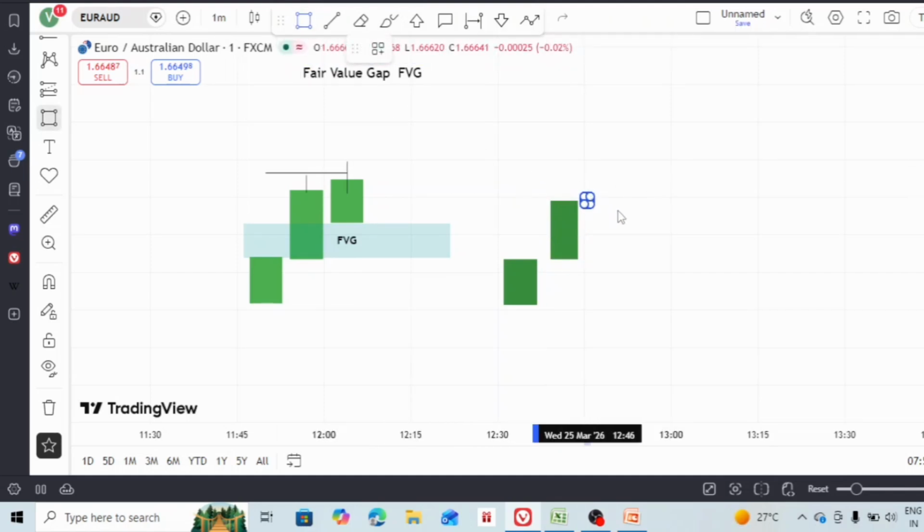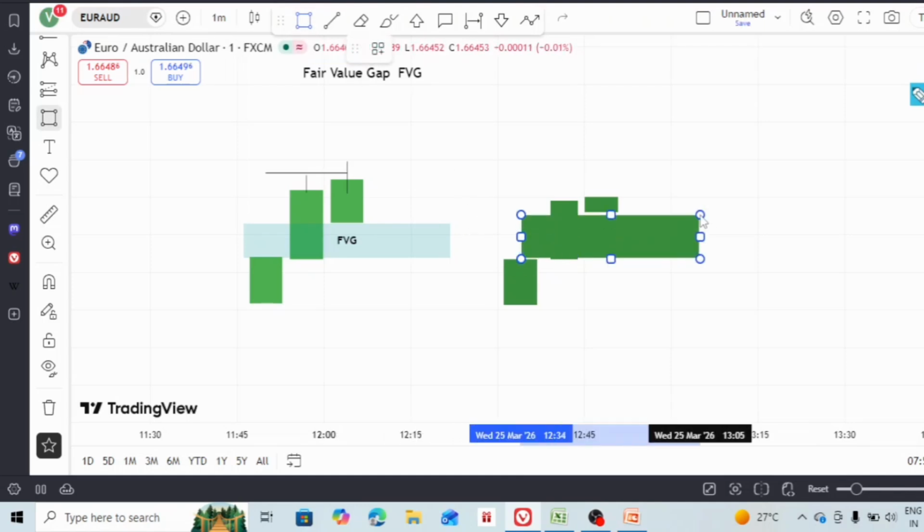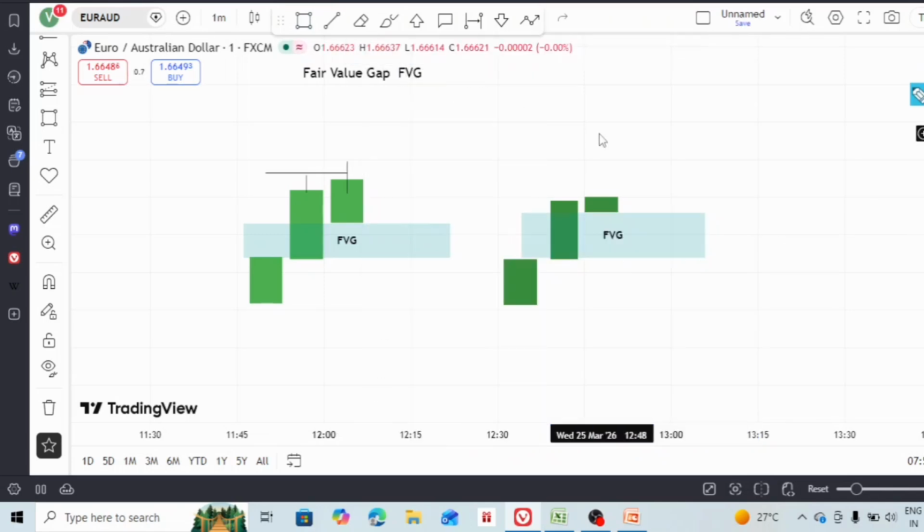We have discussed that this candle size doesn't matter. We have the gap here between these three candles. So this is the fair value gap. Let me also give the wicks of the candle, to look more like a candle.